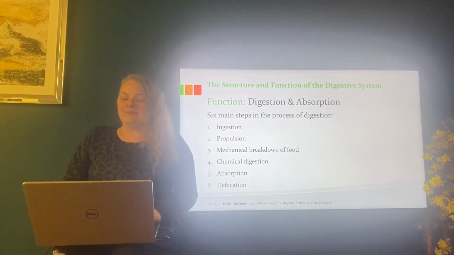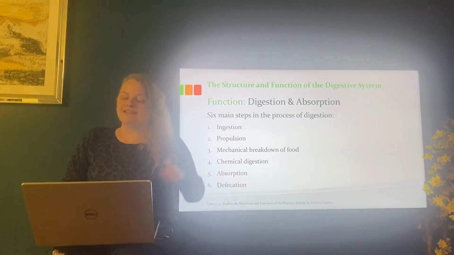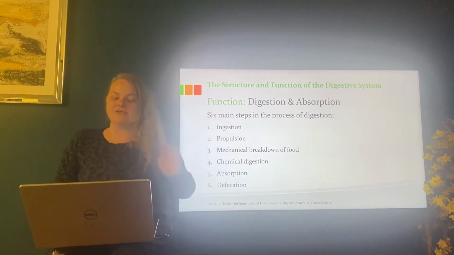The main function and purpose of the digestive system is to digest the food that we eat and absorb the nutrients that are obtained from it. There are 6 main steps in this process as depicted on the slide.